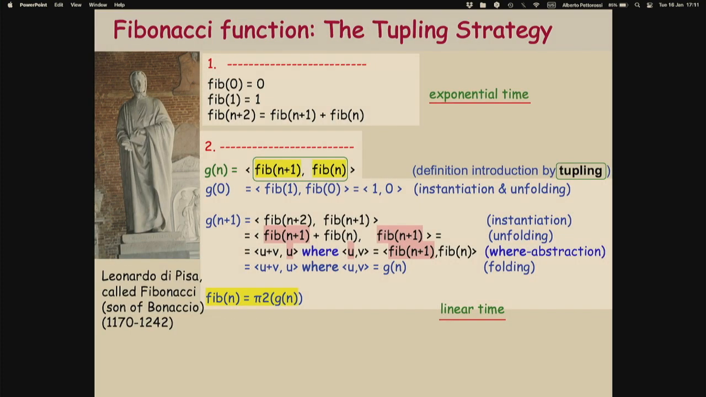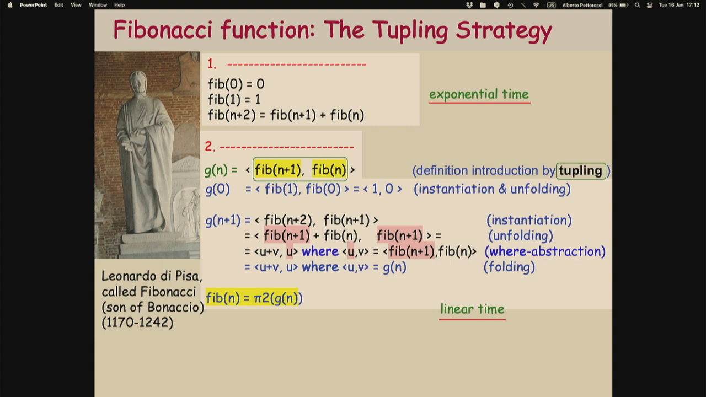So what you do, you invent this definition, and then you instantiate it with the value of n equals 0, which by unfolding gives you phi of 1 and phi of 0, and phi of 1 is 1 and phi of 0 is 0. And g of n plus 1, this is the instantiation for n plus 1, so this becomes n plus 2, and n becomes n plus 1. And then you do unfolding: phi of n plus 2 is phi of n plus 1 plus phi of n. And you keep unchanged the second part of the tuple.